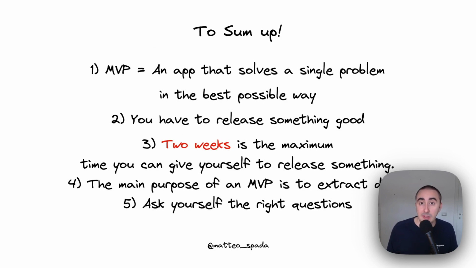And to sum up, in this video we saw that, one, an MVP is simply an app that solves a single problem in the best possible way. Two, you have to release something good. It is very important. We don't want apps that are full of bugs. We don't want apps that don't solve real problems. So we need to release something good. Three, 2 weeks is the maximum time you can give yourself to release something, because when we start to build the project, we are already losing money.